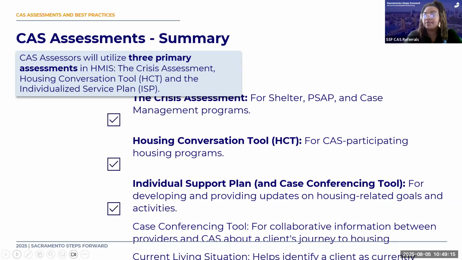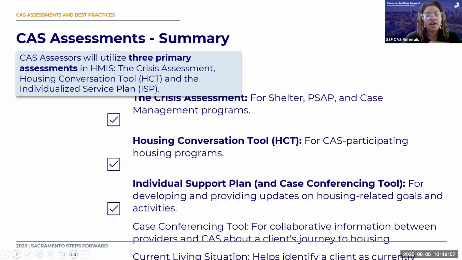So the CAS assessment summary. The CAS assessors will utilize three primary assessments. That's the crisis assessment. The crisis assessment is for anyone who is seeking shelter or problem-solving access funds. Those are folks who may be losing housing, and also case management programs. You would need to have a crisis assessment. And then the housing conversation tool is for folks who are trying to get access to the CAS housing programs that we have. And then you have the individual support plan. This is for developing and providing updates on housing related goals and activities.